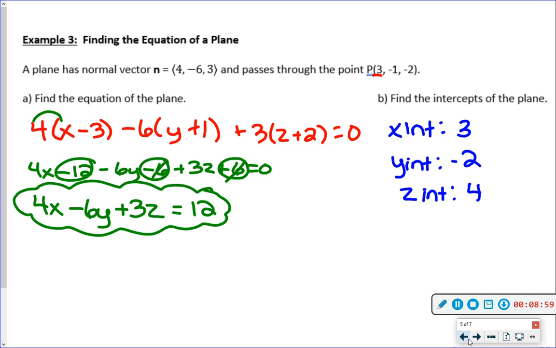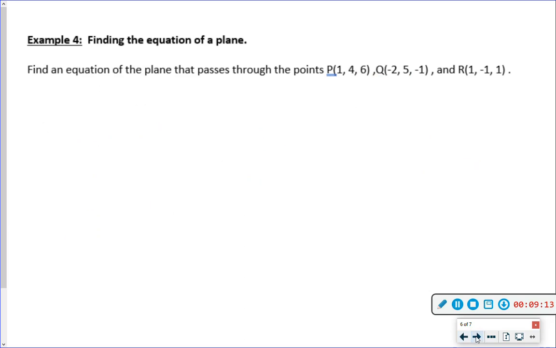Normal vector, okay, is orthogonal or perpendicular. To make it perpendicular, we have to do the cross product. That's why I put the cross product formula up there for us. Okay, so let's start with it. Of course we want to start with our vectors from the same initial point. So we're going to make vector PQ, and I'm going to make vector P to R.